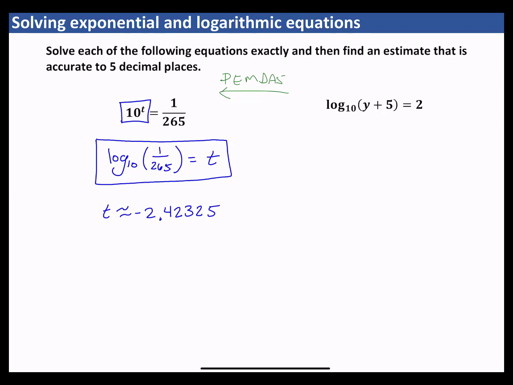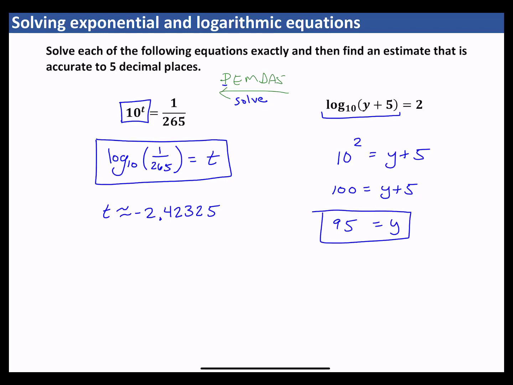We do see some addition, but that is inside the parentheses, so that will be one of the last things we worry about as we solve this equation. We don't see any multiplication or division, so we will deal right away with trying to undo this logarithmic function, and we know that exponential functions reverse logarithmic functions. So we know that 2 is the power to which we raise 10 to get y plus 5. So 100 equals y plus 5, and y equals 95.